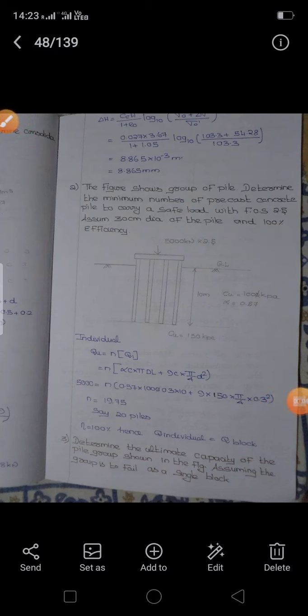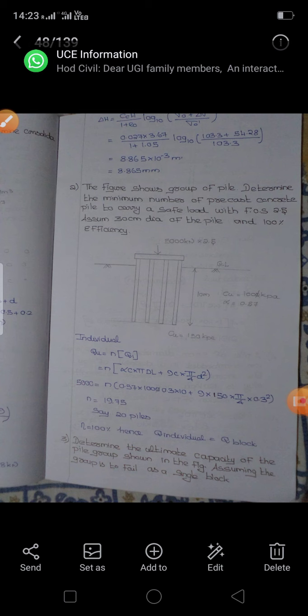I'm going to discuss today the numerical problem of pile foundation. The numerical is on your screen. The first question: the figure shows a group of piles. Determine the minimum number of precast concrete piles to carry a safe load with factor of safety 2.5. Assume 30 centimeter diameter of the pile and 100% efficiency.